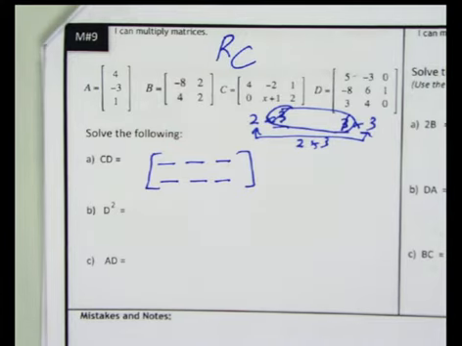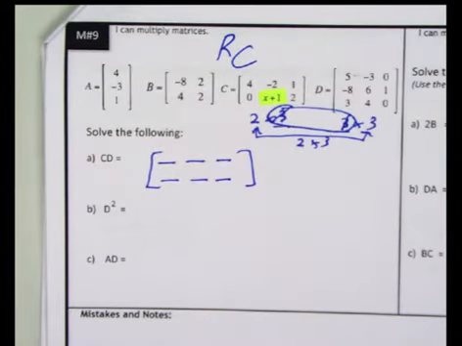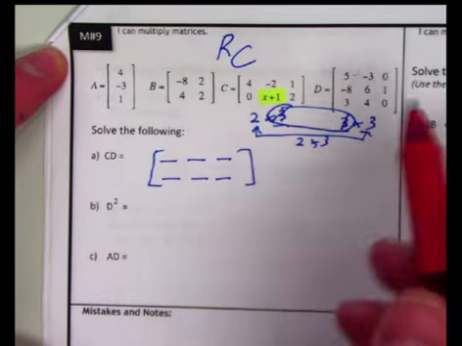Now the little tricky hiddenness with this one is you cannot use your calculator because as soon as you have a variable like this, your calculator cannot do it. So you can't just type these in and go matrix C times matrix D. It doesn't work because your calculator assigns a value to X. It doesn't keep it as an X like you're supposed to.